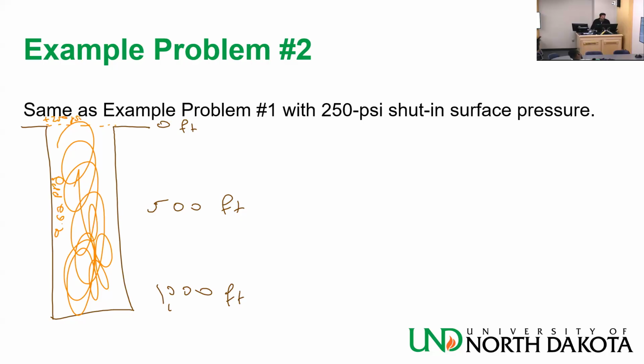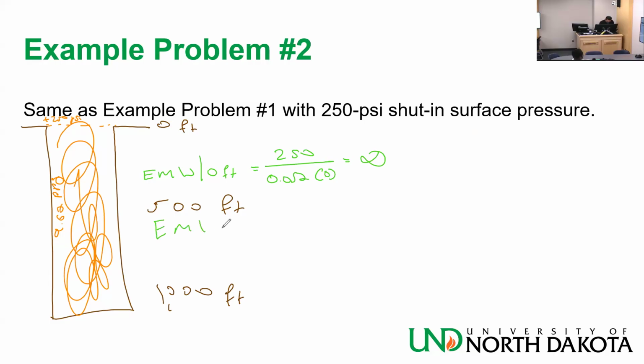I'm on the surface, and I will write smaller numbers now to not waste space. EMW at 0 feet: what do you think is the pressure at 0 feet? 250 divided by 0.052 divided by 0. What is this number? Infinite. Okay, I have infinite now on the surface.